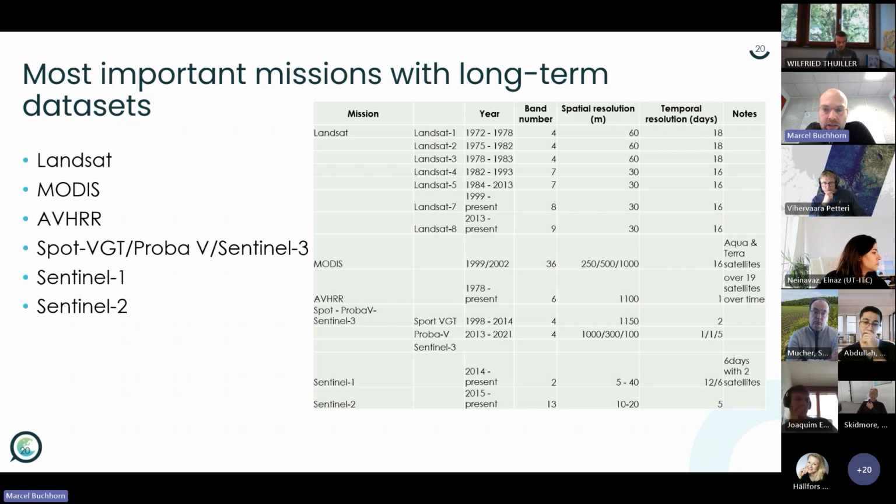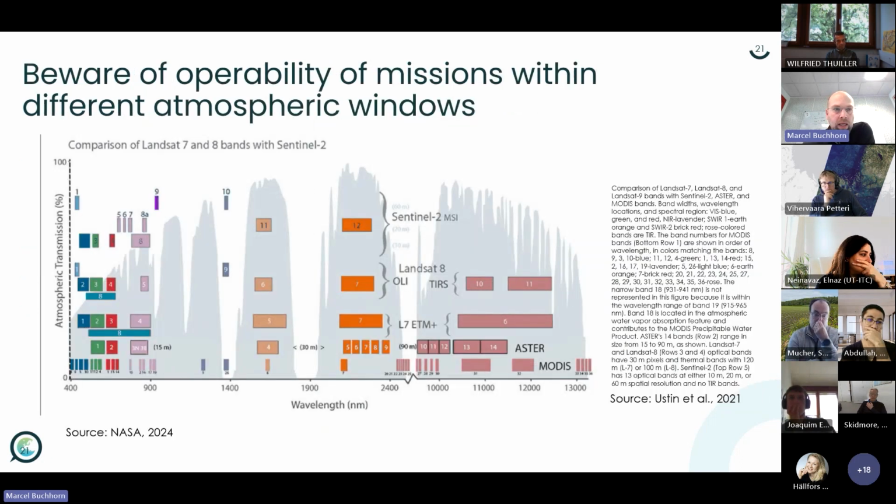And starting with 2014, the Sentinel-1 mission started. That is radar data with a resolution of 5 to 40 meter, depending on the band you want to use. And starting with 2015, or more in detail, starting with 2016, you really get detailed Sentinel-2 data, with a resolution of 10 to 20 meter and a temporal resolution of 5 days. So that is the most recent data set you can use.